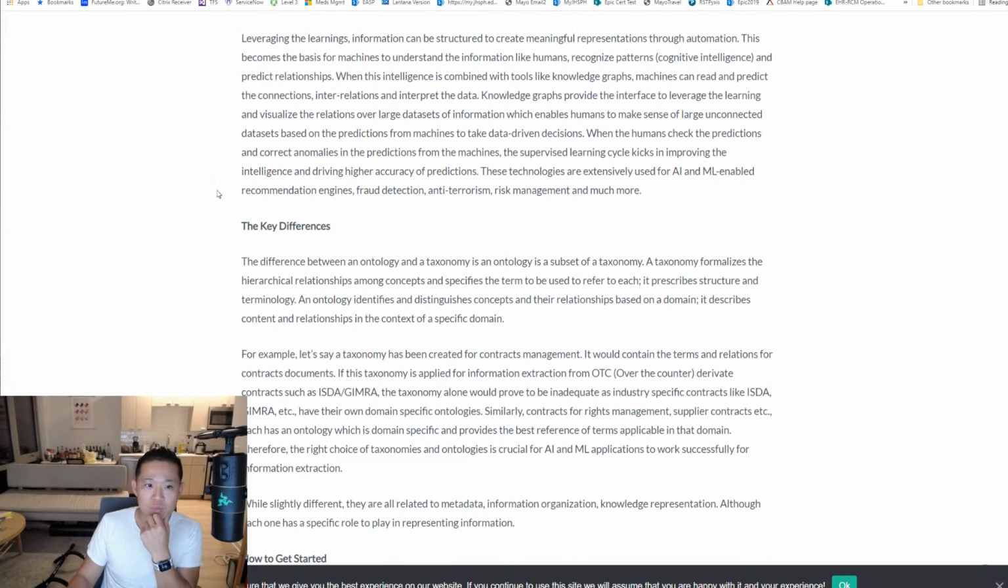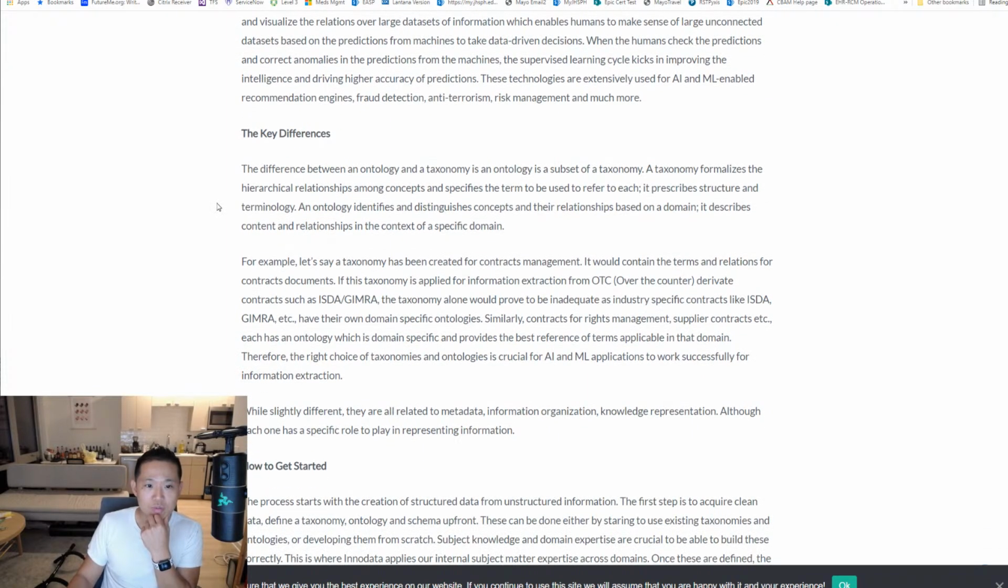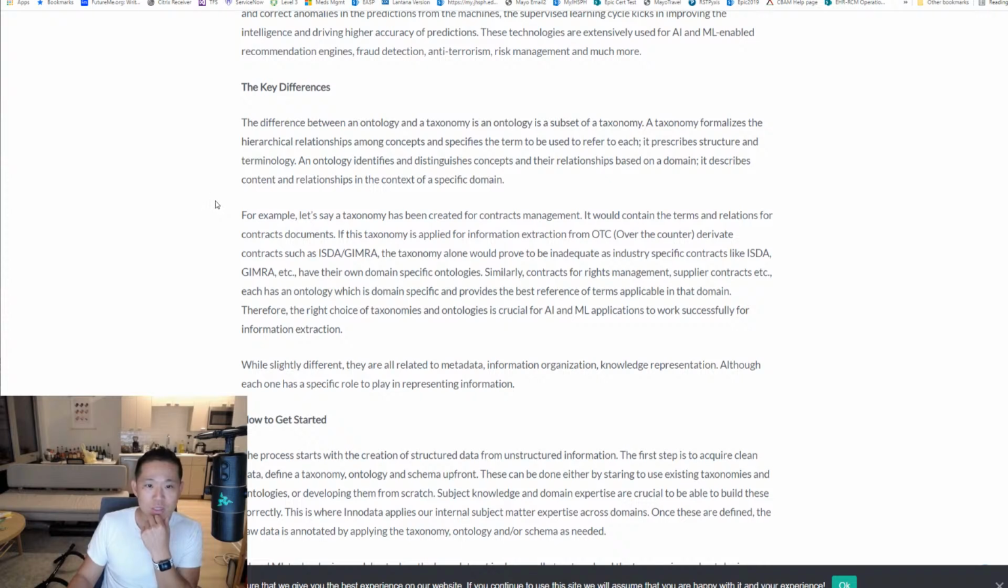When the humans check the predictions and correct anomalies in the predictions from machines, the supervised learning cycle kicks in, improving the intelligence, driving higher accuracy of predictions. These technologies are extensively used for AI and ML-enabled recommendation engines, fraud detection, anti-terrorism, risk management, and much more. The key difference between ontology and taxonomy is an ontology is a subset of a taxonomy.